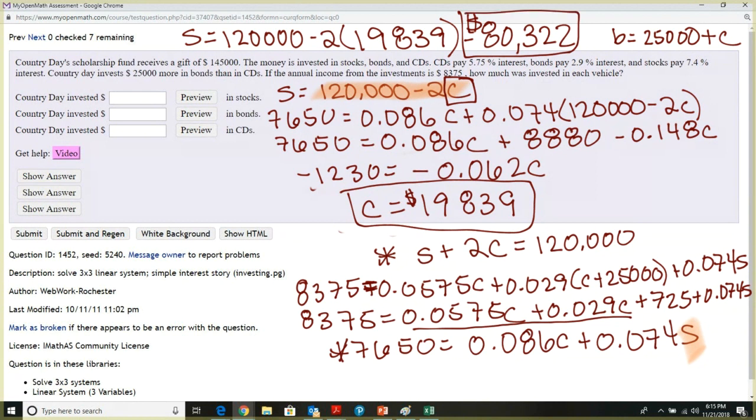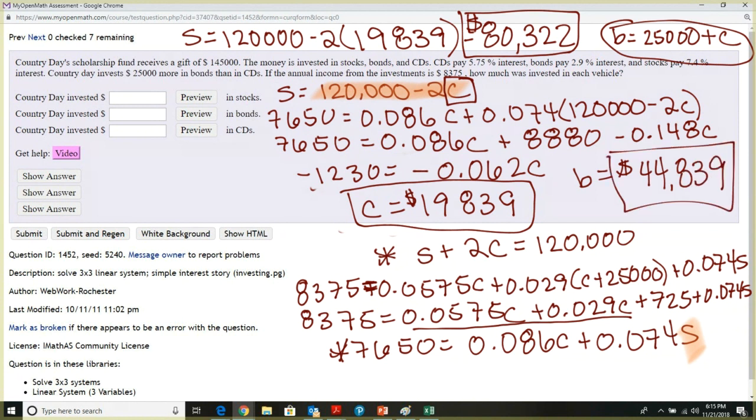And then lastly, our bonds. Now remember, we had that little equation from earlier. We know that whatever we put in CDs, we put 25,000 more into bonds. So 19,839 plus 25,000 is going to give me 44,839.